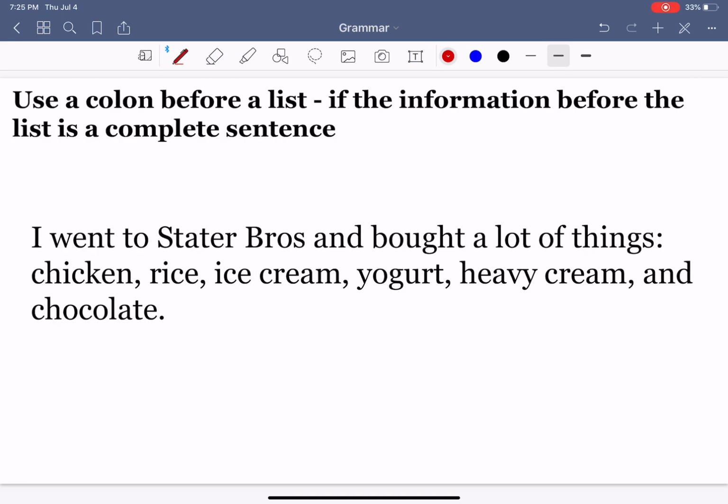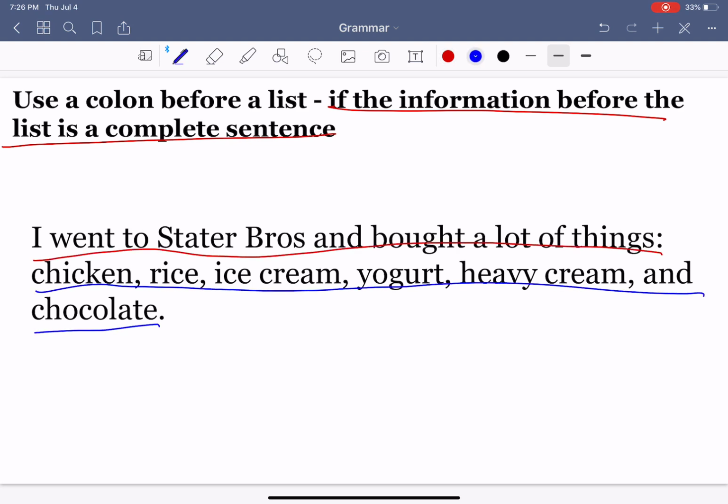So you use a colon before a list if the information before the list is a complete sentence. If you have a list and the part before it isn't a complete sentence, you do not use a colon. So here's an example. I went to Stater Bros and bought a lot of things: chicken, rice, ice cream, yogurt, heavy cream, and chocolate.